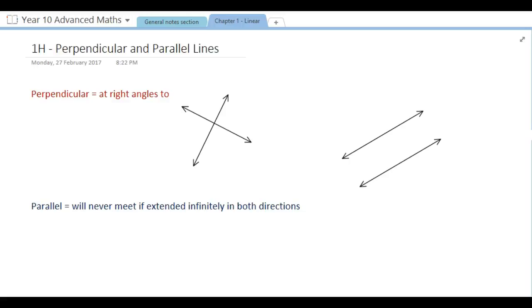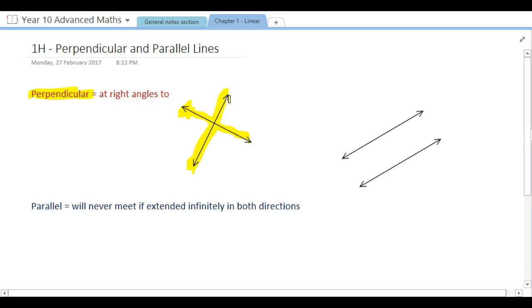Hi guys, this is a tutorial on perpendicular and parallel lines, which is 1H in your textbook. Just to start off with, we need to clarify a couple of words. First of all is perpendicular. If you look at the word perpendicular here, these two lines here are perpendicular. It just means that there's a right angle between them. Okay, so they're at right angles.